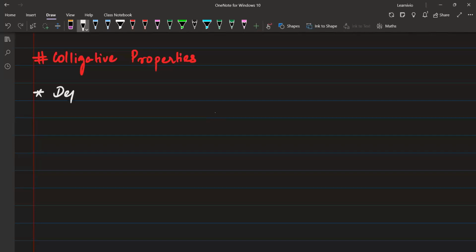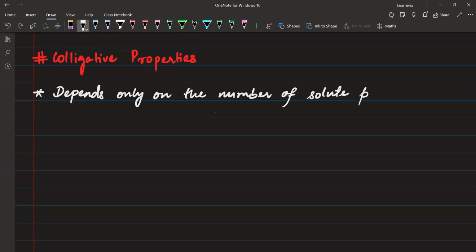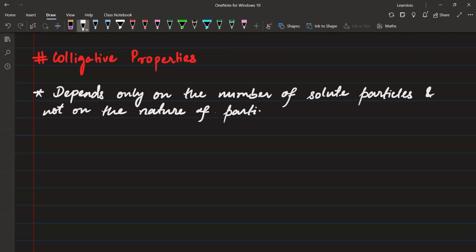The properties which depend only on the number of particles and not on the nature of particles. ठीक है, तो डिपेंड किस पे करेंगे? नंबर पे डिपेंड करेंगे, not on the nature, and that is why they are also known as democratic property. They are also known as democratic property.